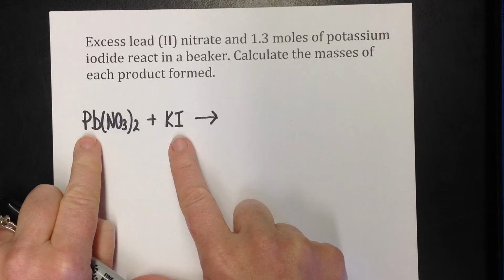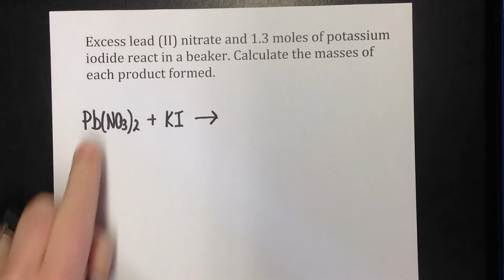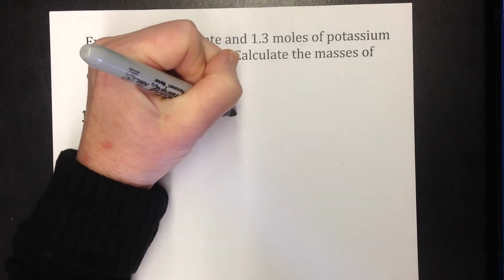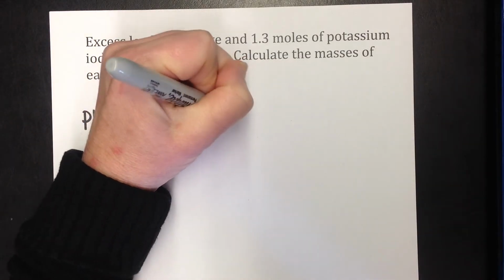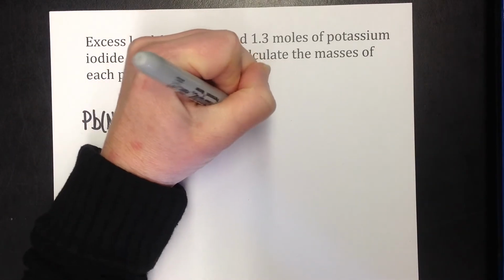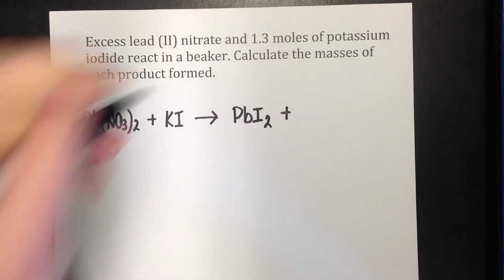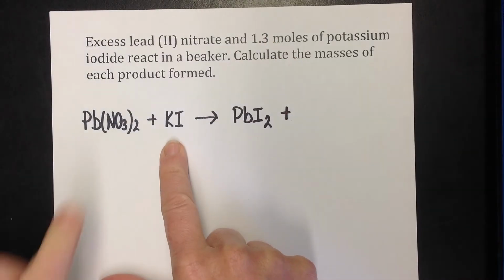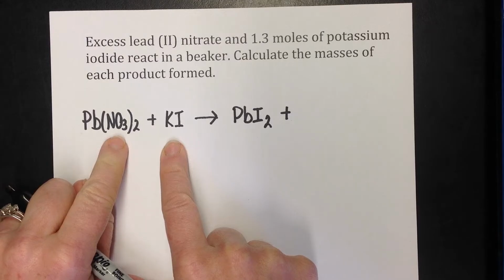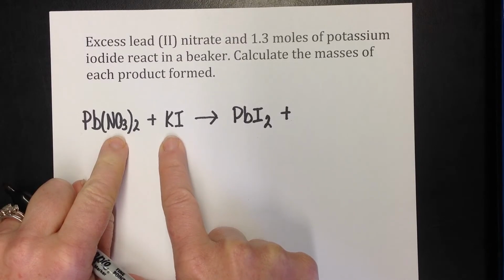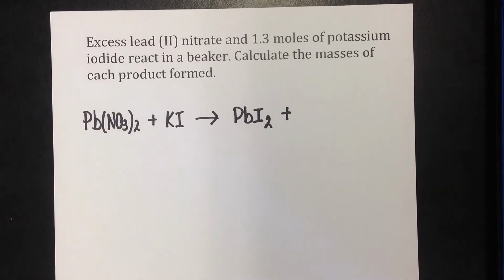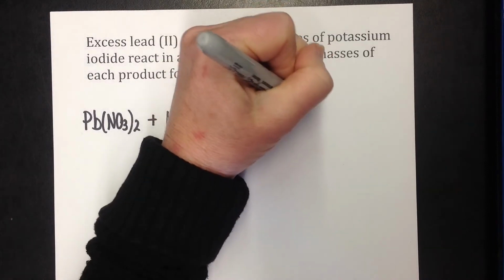So if I put lead 2, that would be Pb with a +2 charge, with iodide that has a -1 charge, that's going to be PbI2. Plus, now I'm going to put potassium with nitrate. Notice I said potassium first because we always write the positive one first. So K has a +1 charge, nitrate has a -1 charge. They're going to cancel, so that's going to be KNO3.